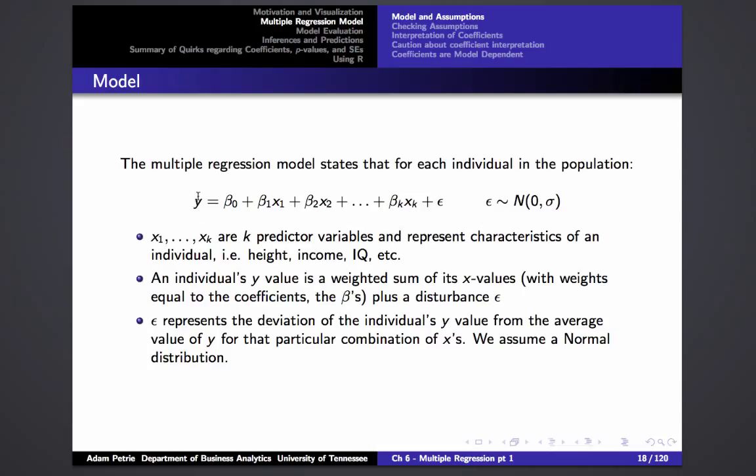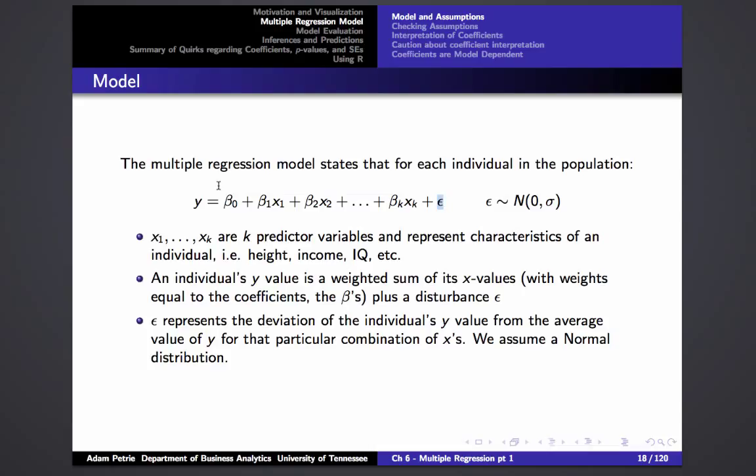Basically, we have some quantity like GPA or sales, something that we want to predict, that we use as the variable y. And we have a bunch of predictor variables, which we're going to call our x's. Specifically, we're going to let there be k different predictor variables, x1 all the way up to xk. And these are going to be characteristics of an individual, like height, income, IQ, the amount of money that they spend at Walmart, etc. So what the multiple regression model is actually saying is that someone's y value is essentially a weighted sum of their predictor variables plus a little bit of a disturbance.